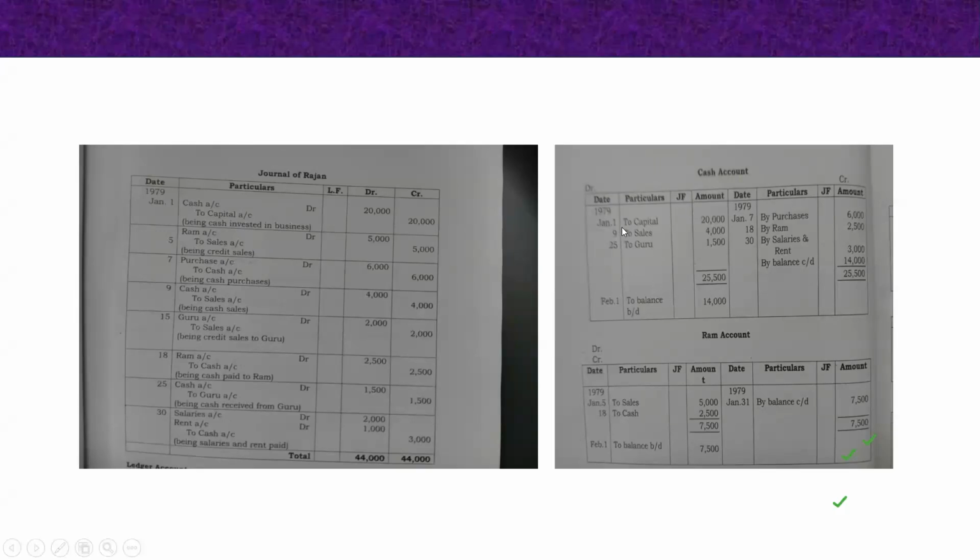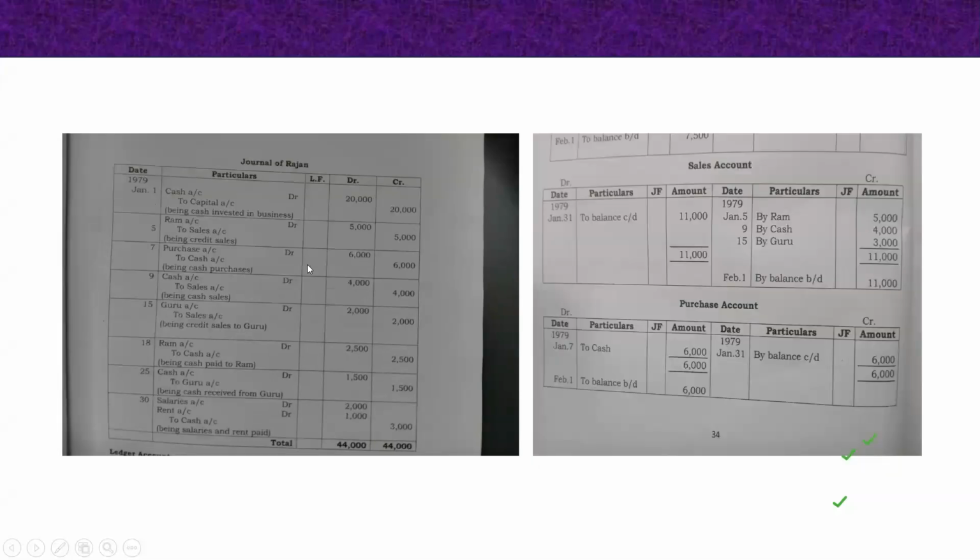Okay, so let's start. In the debtor column, what we would have is the capital. It is the first and foremost entry on January 1st. And then we have sales. We have the sales. I'm sorry.